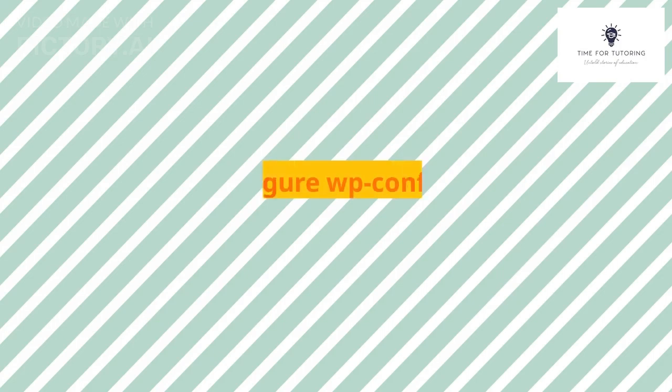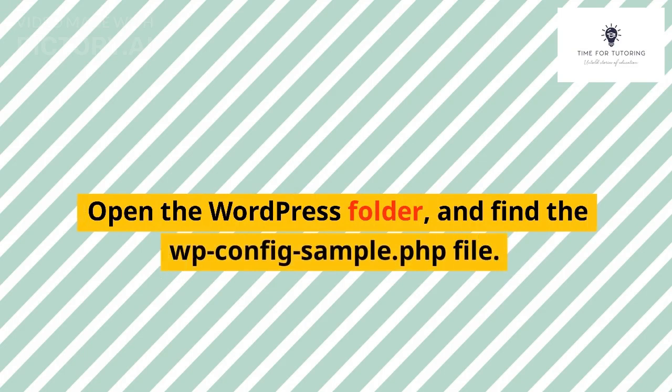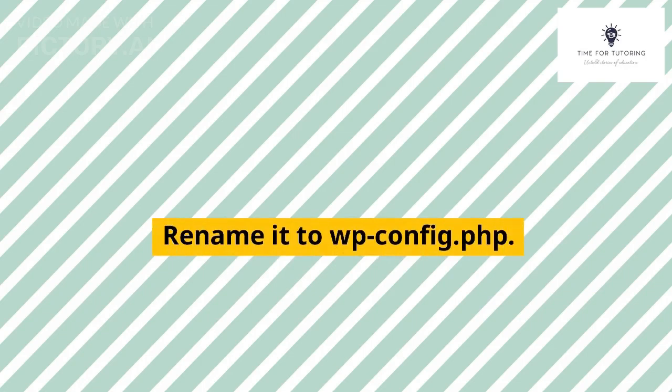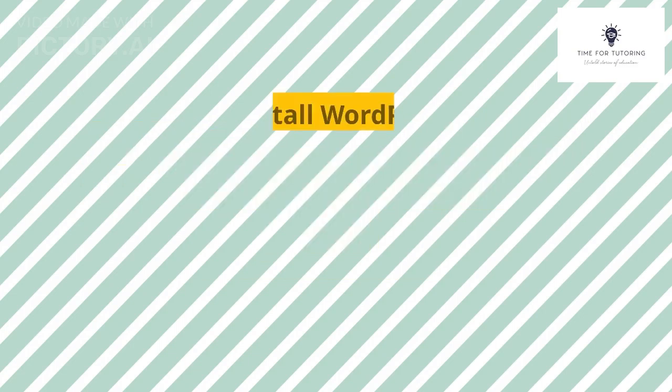Step 8. Configure wp-config.php. Next, you need to configure the wp-config.php file located in the WordPress folder. Open the WordPress folder, and find the wp-config-sample.php file. Rename it to wp-config.php. Then, open the file in a text editor and enter the database name, username, and password that you created in the previous step.